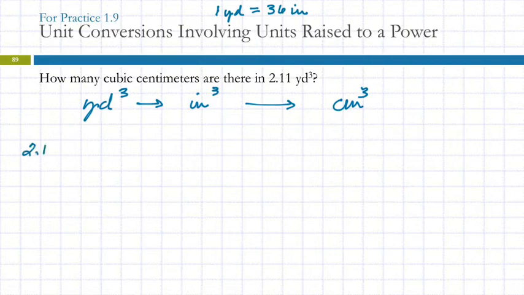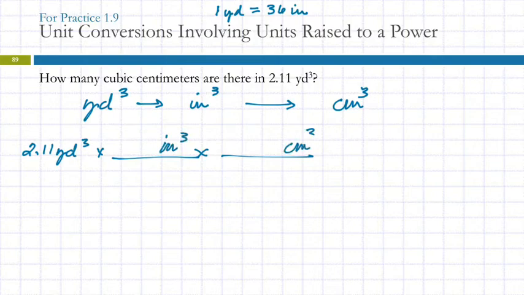So I got 2.11 yards cubed times in a line, times in a line. I just copy the units that are in my path. Cubic yards, cubic inches, cubic centimeters. Just following a pattern. I want to get rid of this unit, so in this fraction I'm going to divide by cubic yards, because cubic yards divided by cubic yards is 1, cancels out. And then cubic inches down here, and that cancels out. Okay?